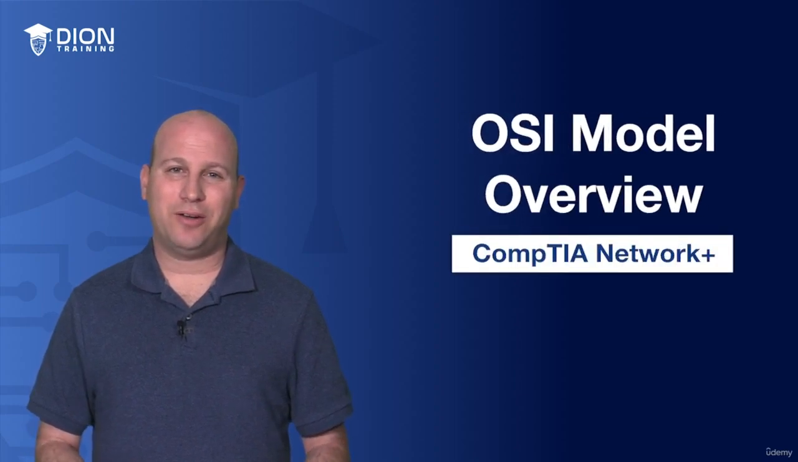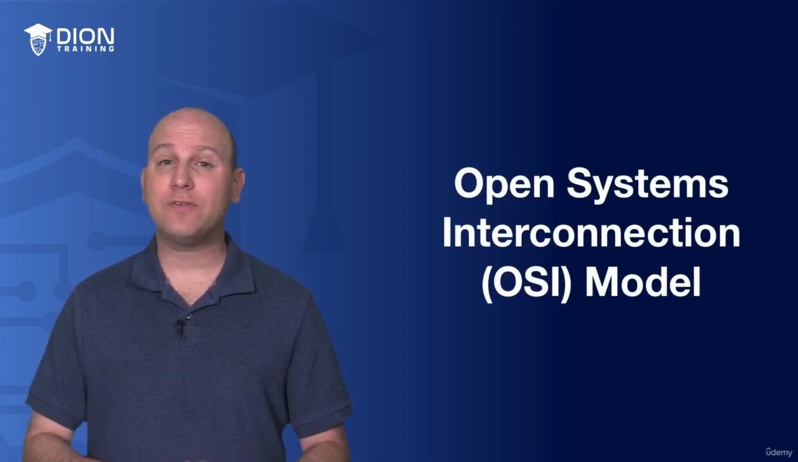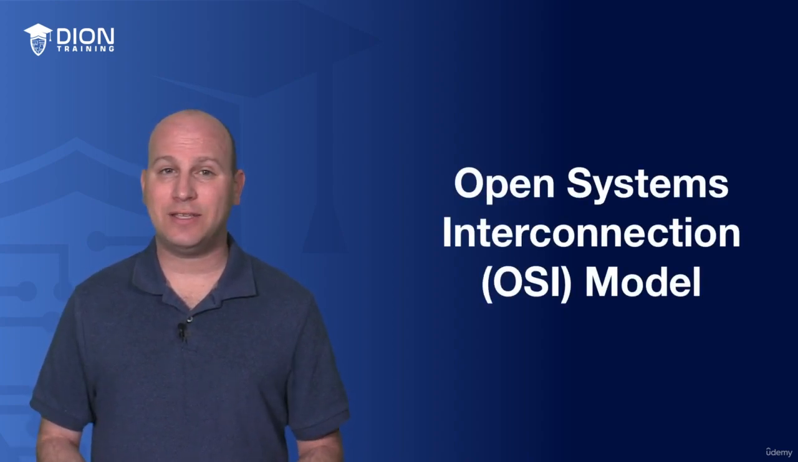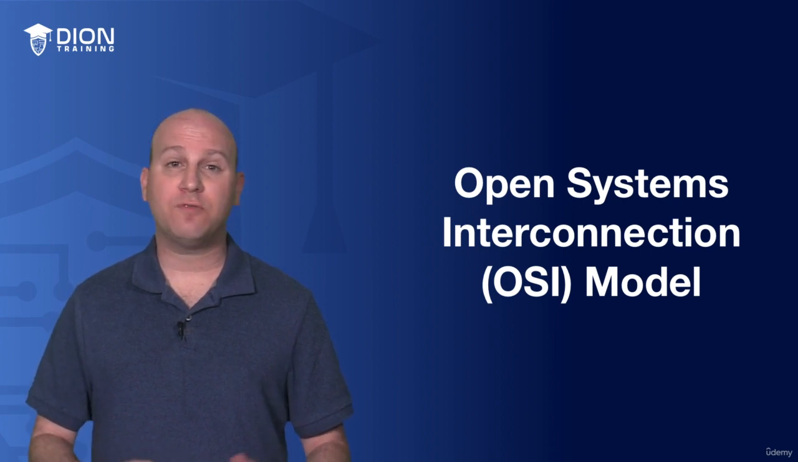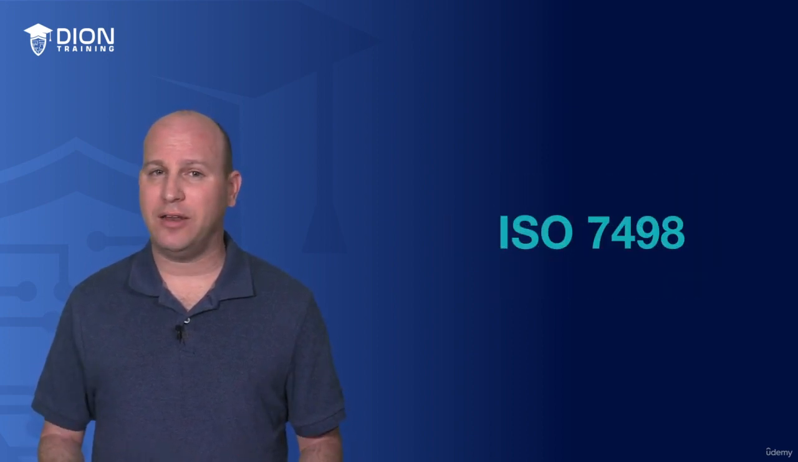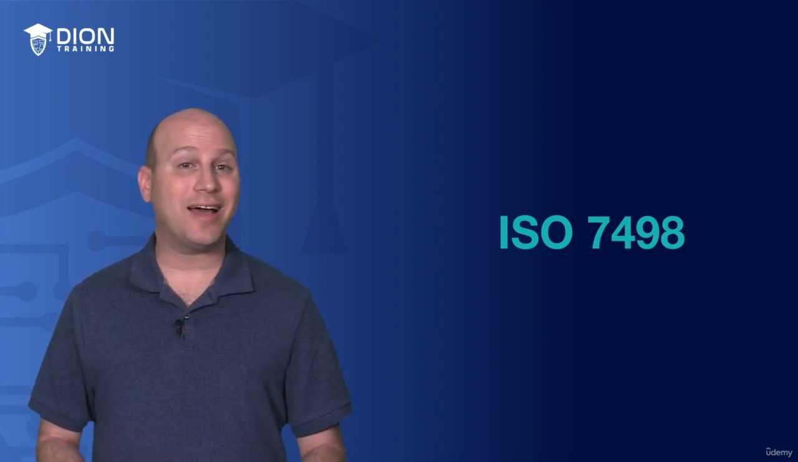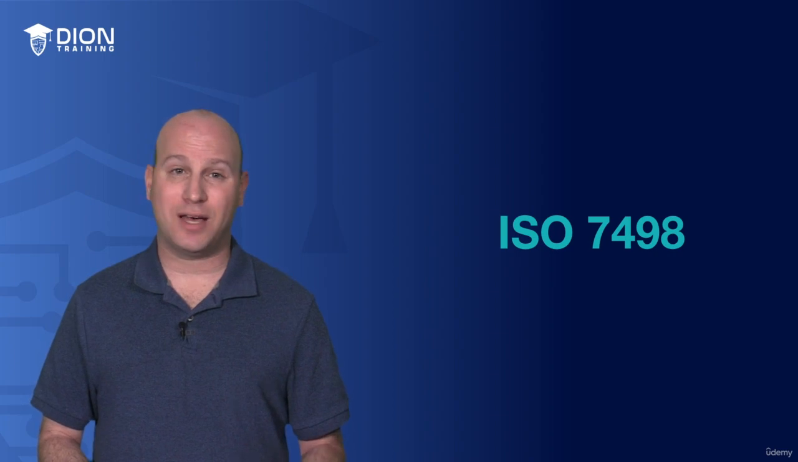The OSI model. What is the OSI model? Well, it stands for the Open Systems Interconnection Model, and it was developed all the way back in 1977 by the International Organization for Standardization. This organization is responsible for creating different standards, which we refer to as the ISO, and there's some number usually behind it. For example, if you see ISO 7498, that's the standard we use to refer to the OSI model.